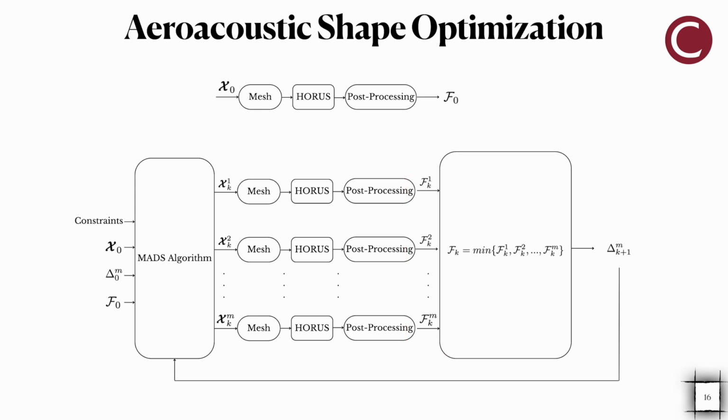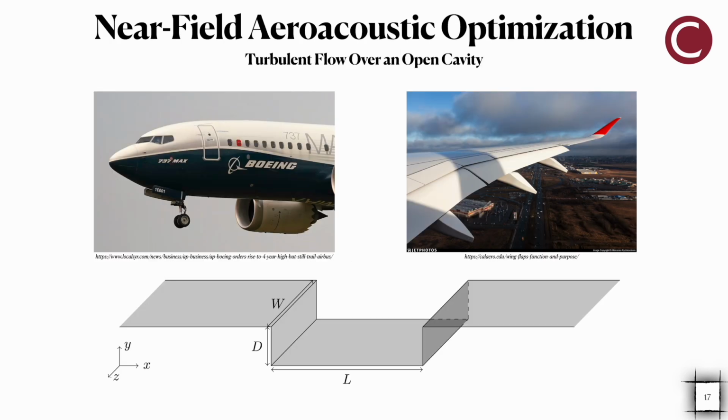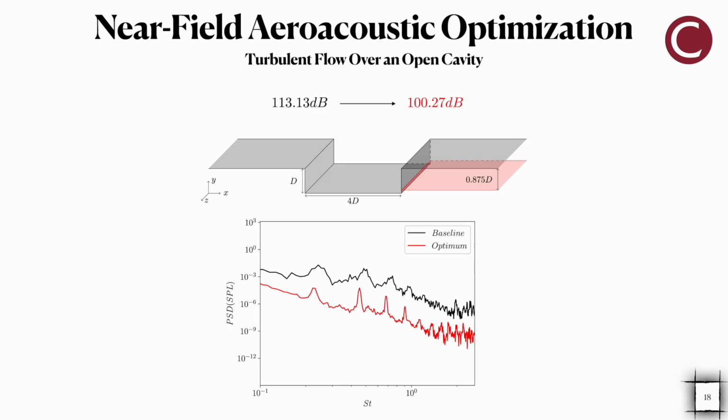We evaluated this proposed optimization algorithm on 3 different problems. First, we studied the open cavity, which is a simplified case of the panel gaps. We have one objective function, which was the height of the trailing edge wall. And we saw that by decreasing this height, the noise was reduced by 13 decibels. Below we have the power spectral density of the sound pressure level at different Strouhal numbers. And we can see that the SPL was reduced across all frequency ranges.